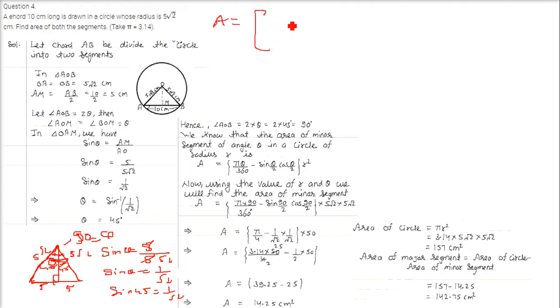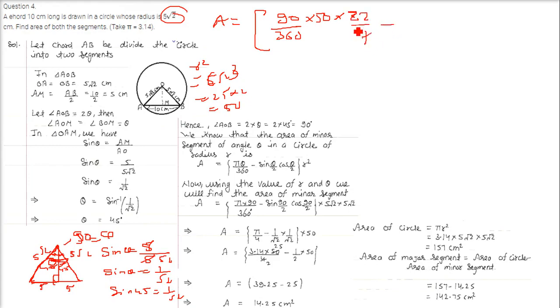So area will be what? This theta is 90 degree. So 90 by 360 into pi r square. Our radius is 5 root 2. So r square is 5 root 2 square. This will be 25. Root 2 is 2. So 50. So you can just bring it 50 and multiply this with pi. So you can use 22 by 7.